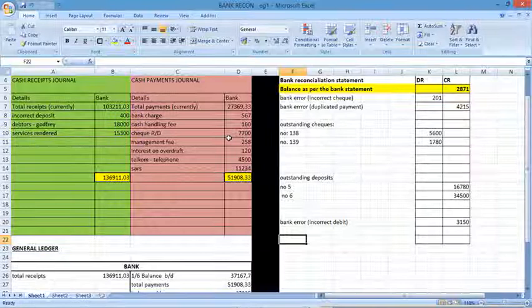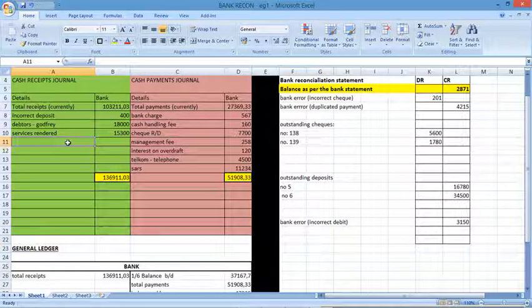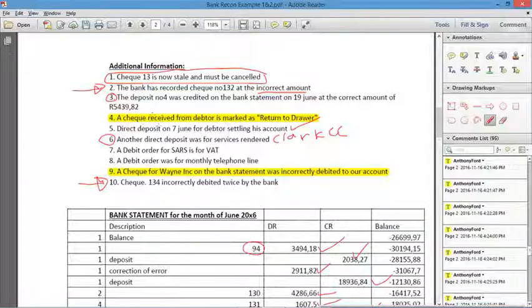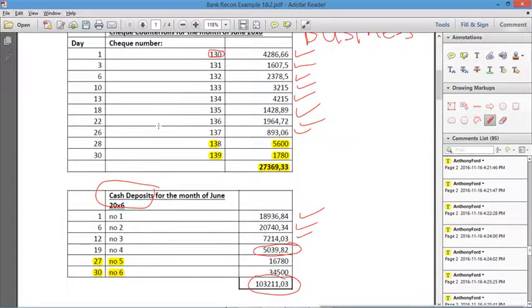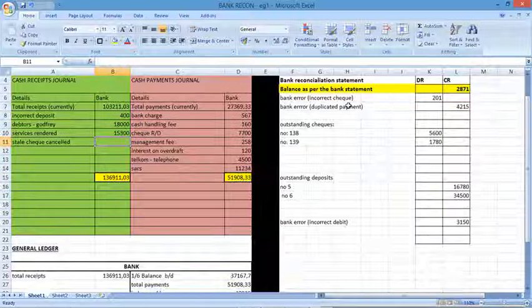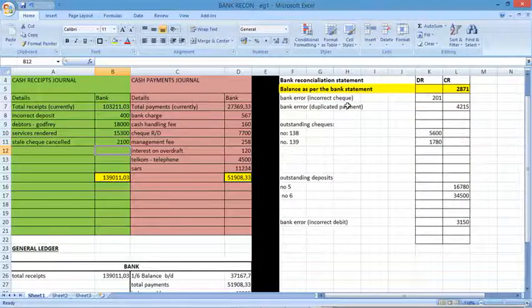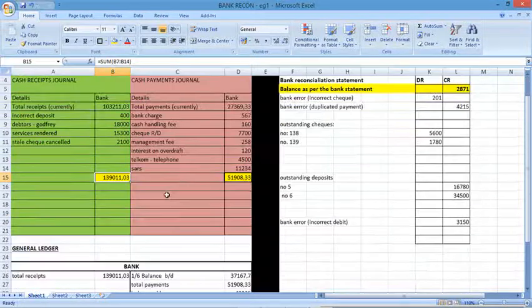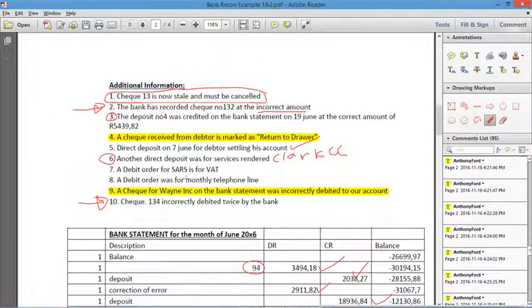Exactly, good. So here I need to put a stale check cancelled. Afterwards I want to ask you about the format, because they ask us very differently in terms of wording, in terms of everything. Okay, we'll check that just now. Okay, 2100. So that updated and that amount changed. Okay, fine. All right, let's go back.